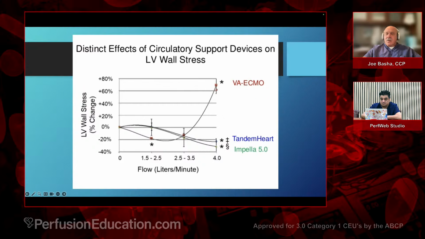VA ECMO alone, quite high. Tandem heart, which is the transeptal puncture, and Impella 5.0. And Impella is definitely better, but this is better than this for sure. How much better it is, I don't really know. I can't really tell you.